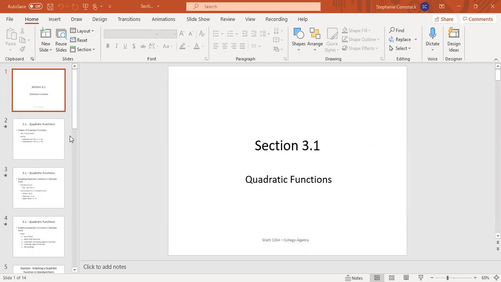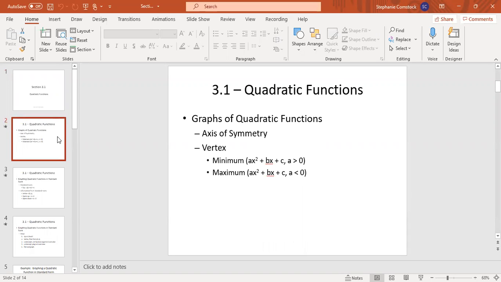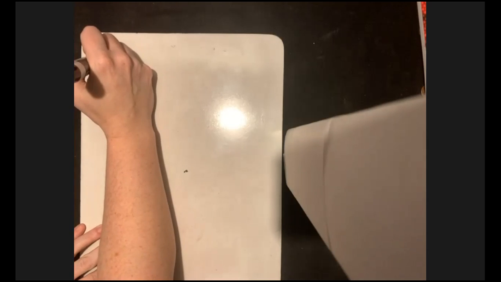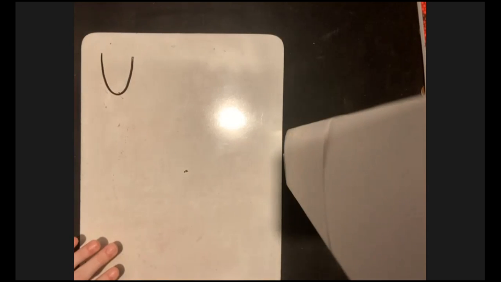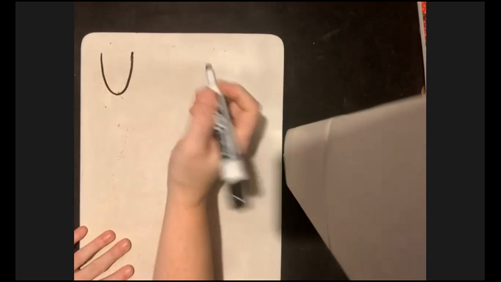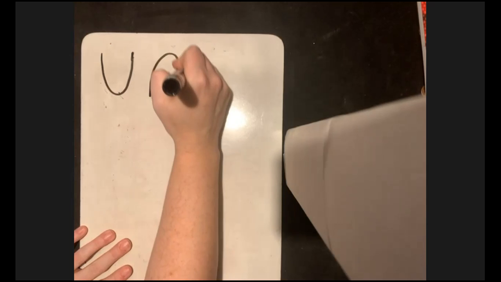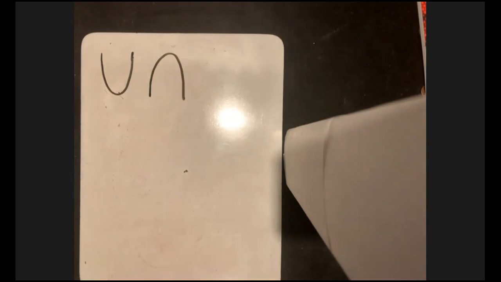So the first thing is that graphs of quadratics do have an axis of symmetry, and they have a vertex that could be a maximum or a minimum. Okay, so let me first off show you. A quadratic graph is a U-shaped graph, so it's a parabola. This is called a parabola, and they can either go kind of in a bowl shape like this, or they can be in a hill shape like this.